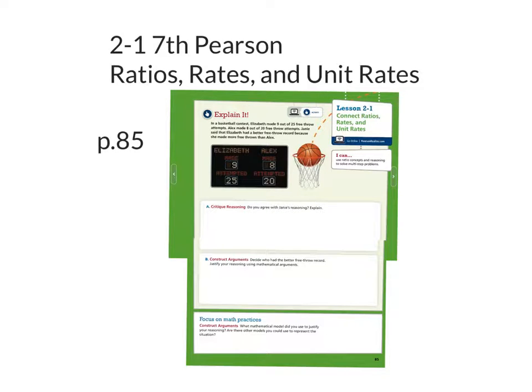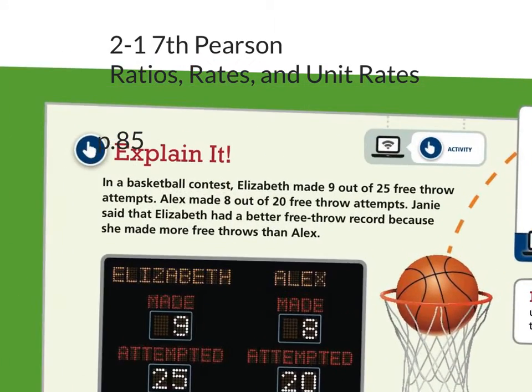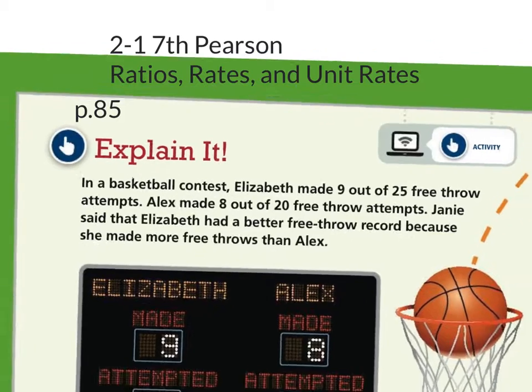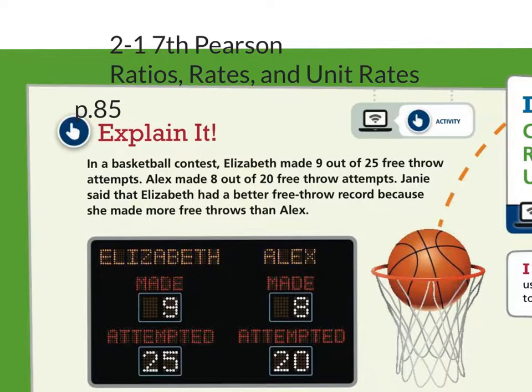In this lesson, to make things a little quicker for you, we're going to show our work. If we show our work, then you can use calculators just to make the calculations a little quicker. So on 85, in a basketball contest, Elizabeth made 9 out of 25 free throw attempts. Alex made 8 out of 20 free throw attempts.